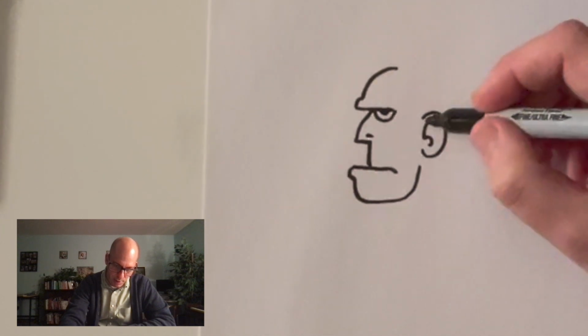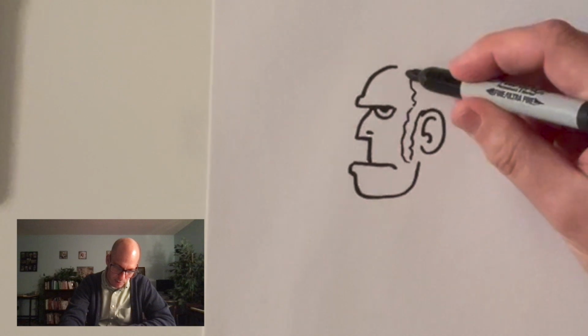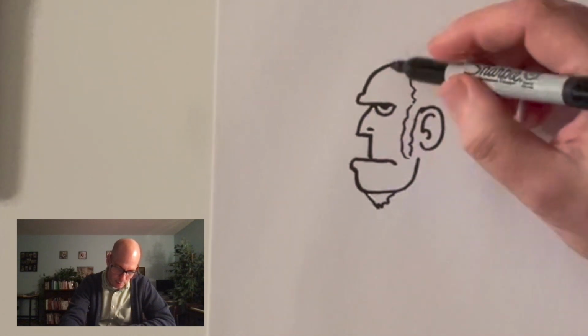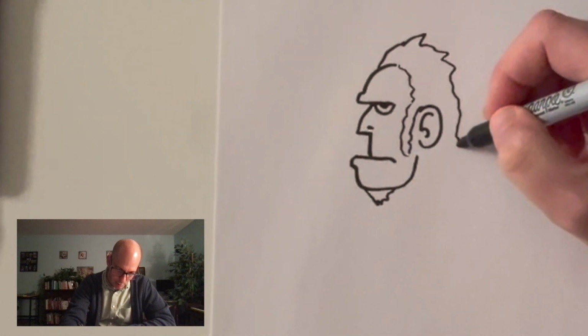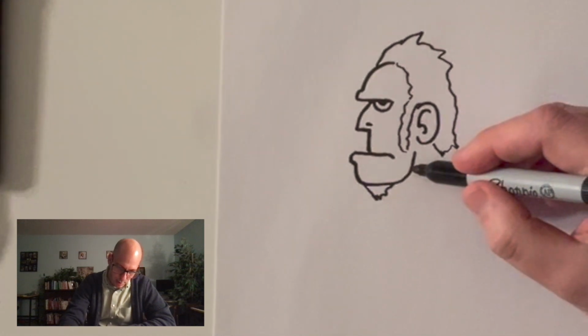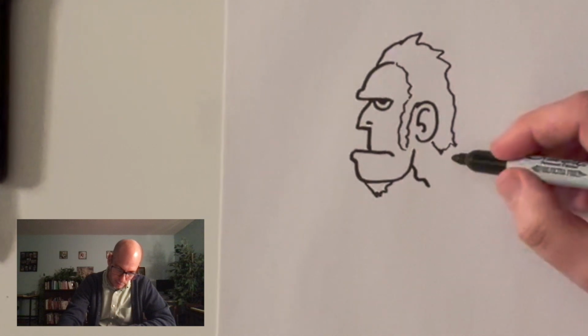My caveman, I'm gonna kind of give him lots of hair, but I'm also gonna give him some male pattern baldness, maybe a little beard down here, maybe some wild hair going back, but he's losing his hair a little bit. Now coming out of here, I'm gonna give him an Adam's apple. Those are always funny when you can put them in a cartoon.